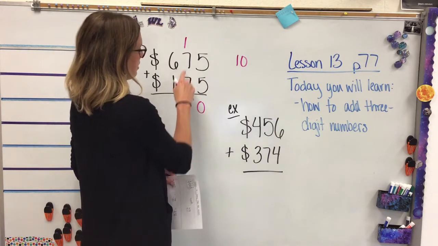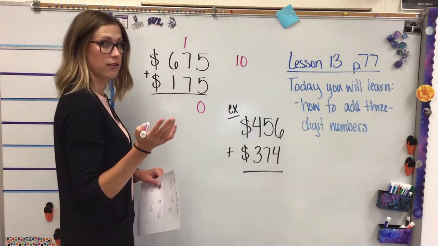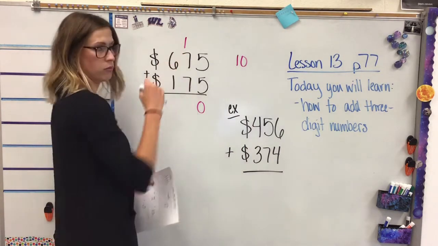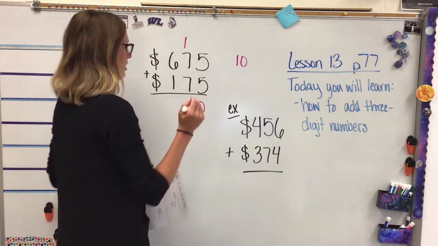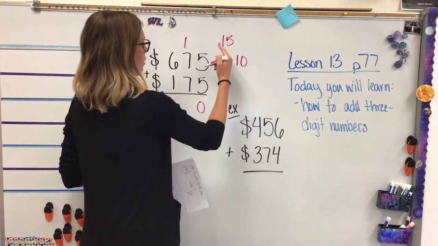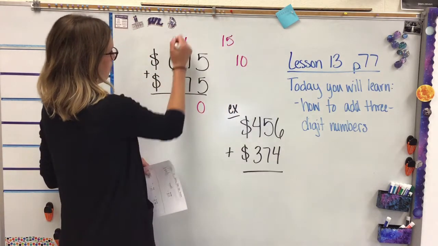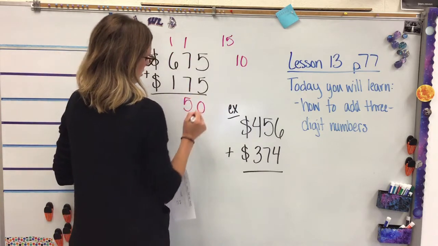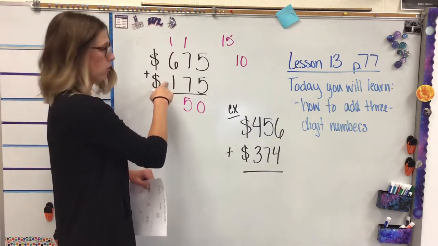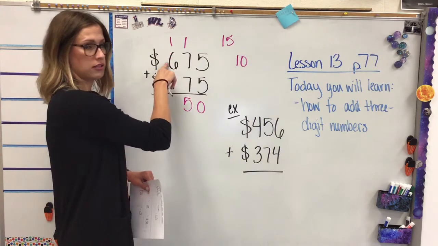Now let's add this. 7 plus 7, you get 14. Plus 1 more, you get 15, same thing. 1's going to go up, 5's going to go down. So 1 goes up, 5 goes down. 1 plus 1 is 2, plus 6 more is 8.